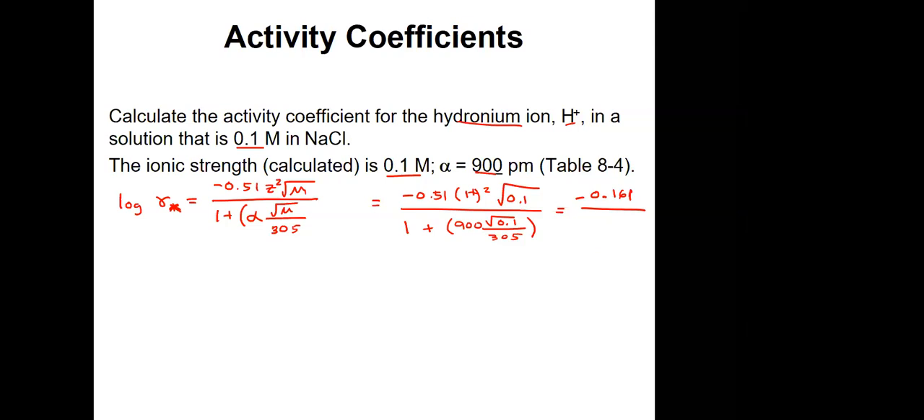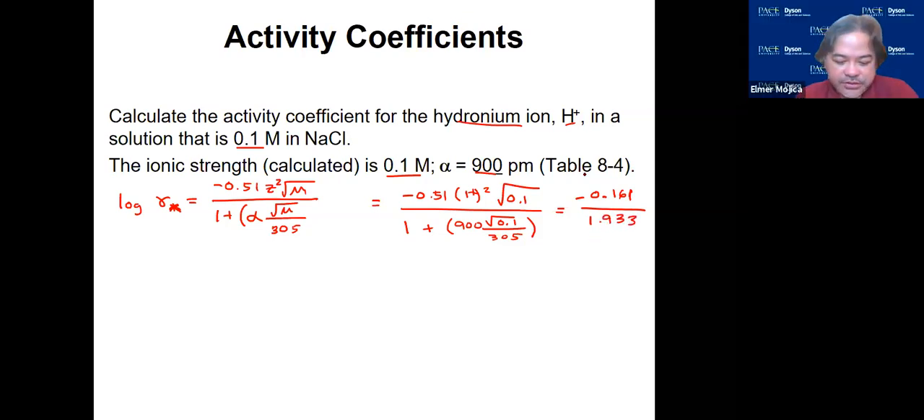I got 1.93. 1.923. So if we have that 0.161, I just calculate all the values that I have seen there in 1.933. So I'm going to get around negative 0.0834, right?